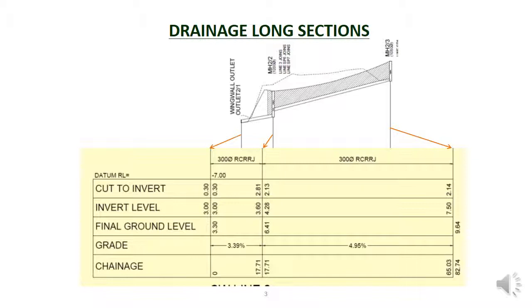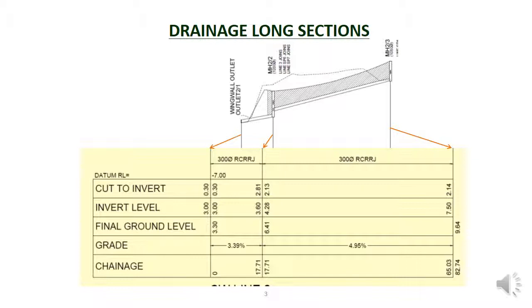You can see that the second row of the drainage long section table shows the invert levels of pipe where it connects into the manhole. These levels use the same datum as the levels used to set out the road. The fourth row sets out the pipe grade, that is the slope of the pipe. Looking at the pipe section between manhole 2-3 and manhole 2-2, we see that the grade is 4.95%, which means that the pipe drops 4.95 meters for every 100 meters of horizontal distance.